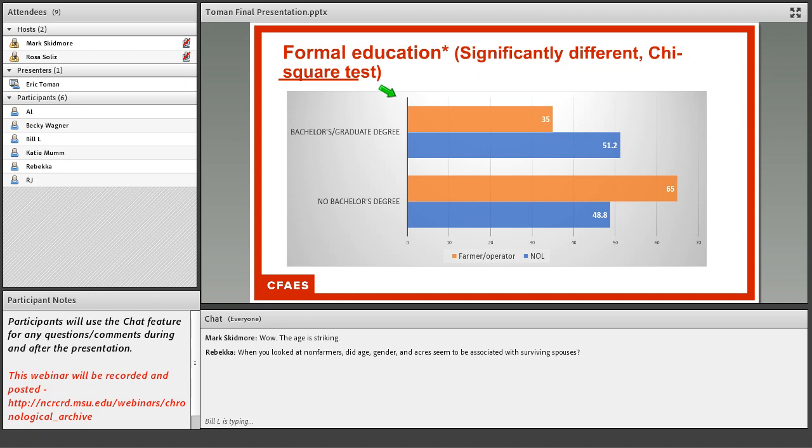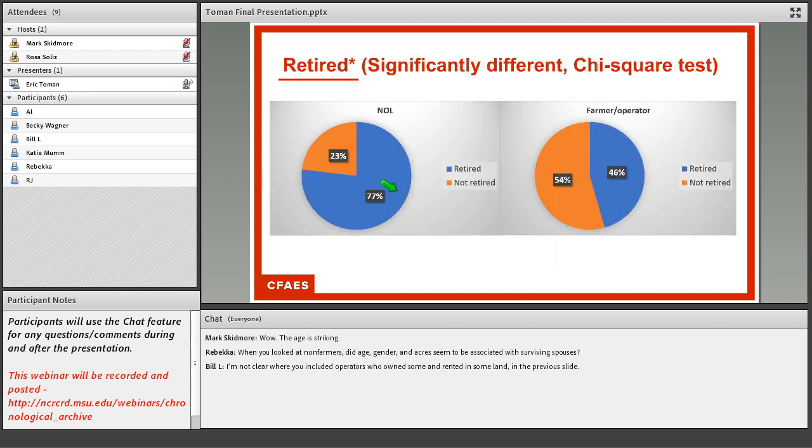Formal education, we again begin to see some of these differences. Those that have a bachelor's degree or higher, non-operated landowners were much more likely. A majority, just over 50% of them, had a graduate degree or higher. And no bachelor's degree, so this would be high school education or some college, but not culminating in a bachelor's degree, again we see differentiation, with 2/3 of farmer operators indicating that represents their formal education status.